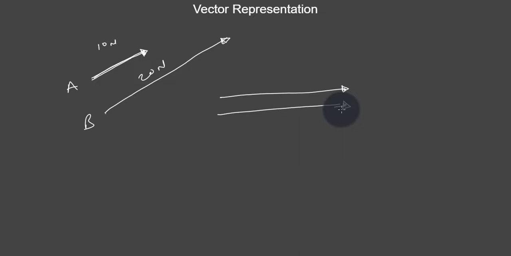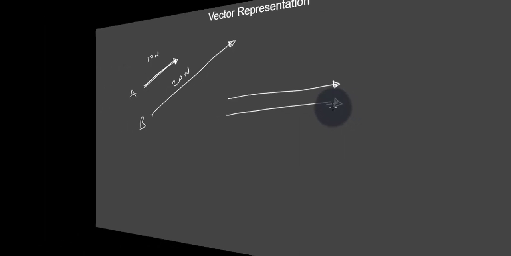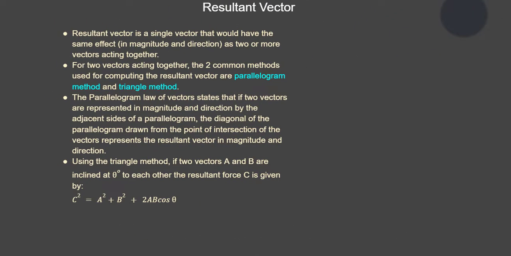So now let's talk about how we combine vectors. Let's talk about the resultant vector. Now, what exactly is a resultant vector? You can conceive it as the sum total of two or more vectors, or better still, you can see it as the combined effect of two or more vectors. So a resultant vector is a single vector that would have the same effect in magnitude and direction as two or more vectors acting together.